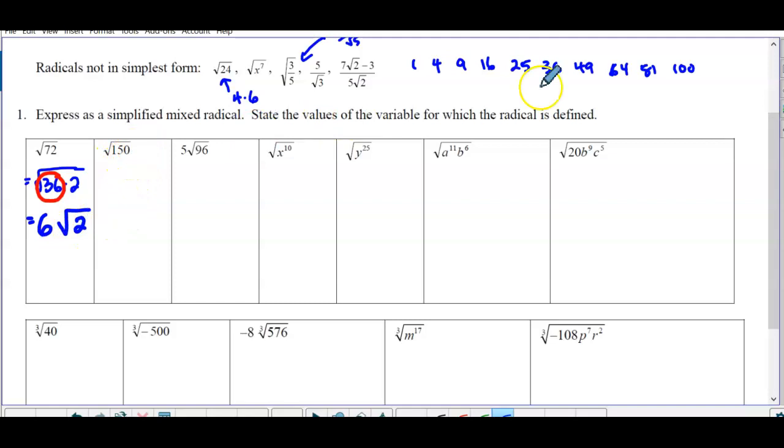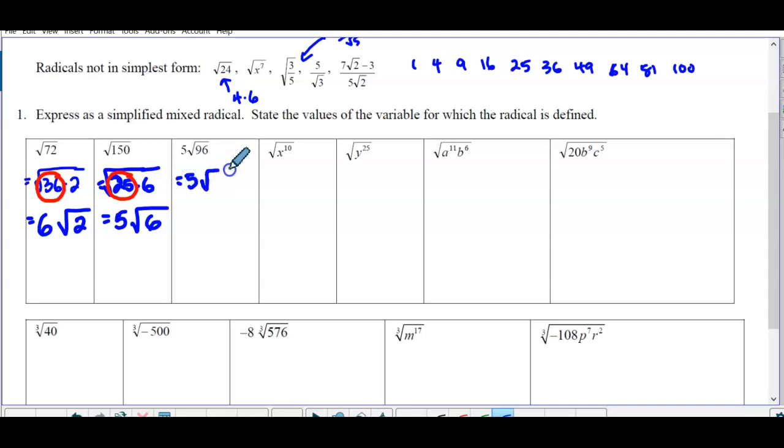So next one, 150. Anytime you see a 0, you want to look for something with a 0 or 5. So 100 doesn't go in, but try 25. It does. So square root of 25 times 6. Then the perfect child here is 25, so it looks like a 5 when he dresses up. 6 has to stay home. That just means 5 times root 6.